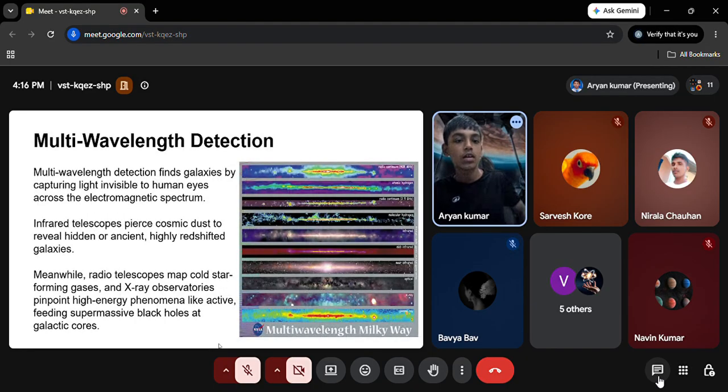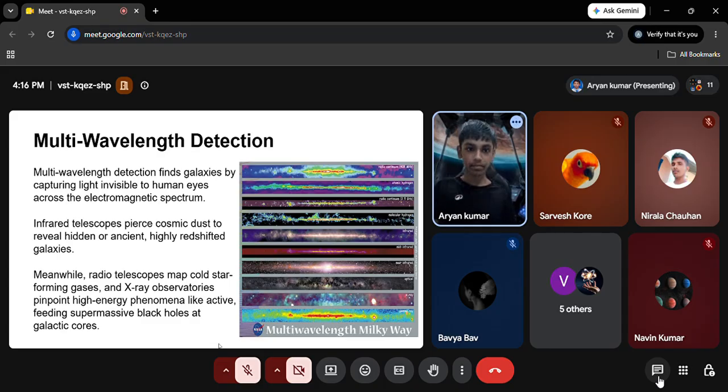So, multi-wavelength detection. Multi-wavelength detection finds galaxies by capturing light invisible to human eyes across the electromagnetic spectrum. Infrared telescopes pierce cosmic dust to reveal hidden or ancient, highly redshifted galaxies. Meanwhile, radio telescopes map cold star-forming gases, and X-ray observatories pinpoint high energy phenomena like actively feeding supermassive black holes at galactic cores.